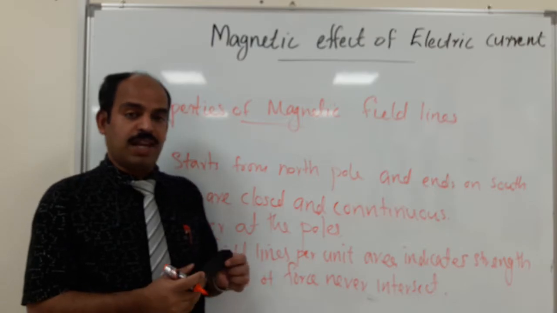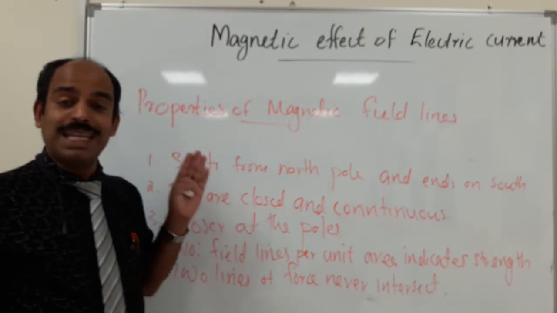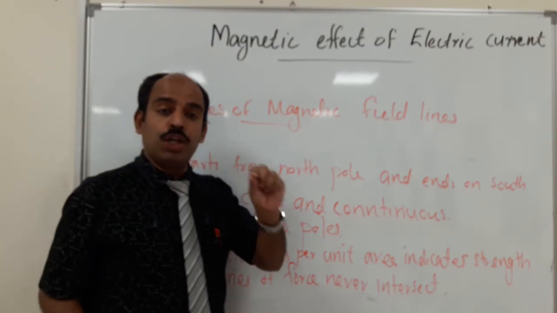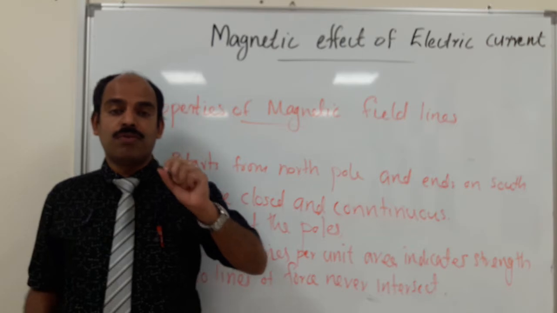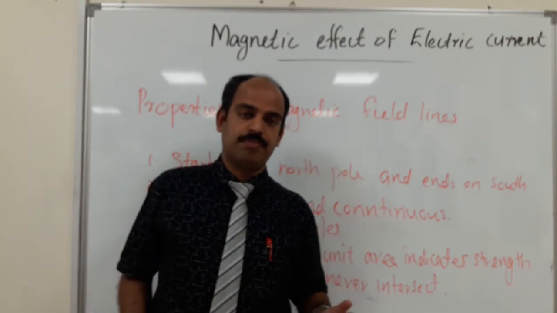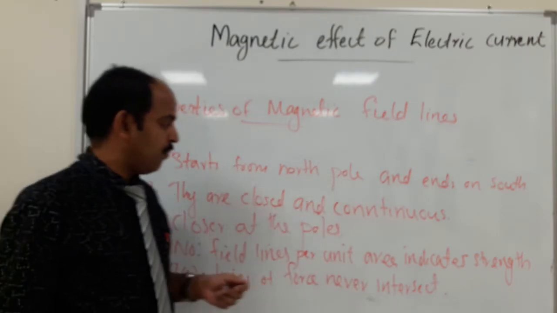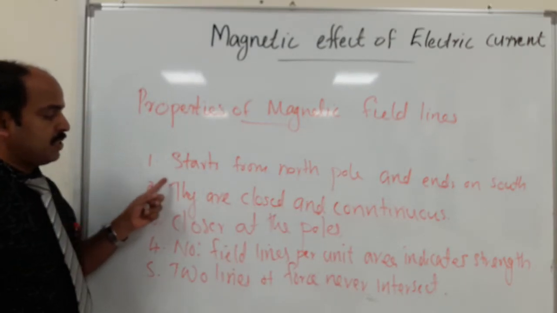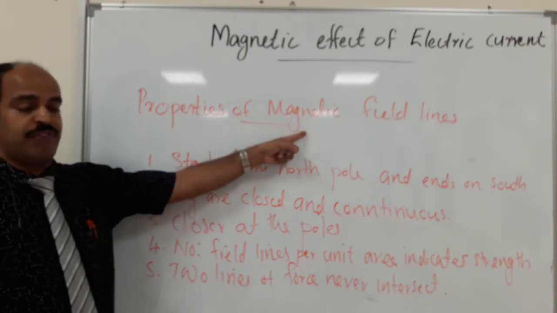Two lines of force never intersect. Because if two lines of force intersect each other, at the point of intersection, the compass needle would show two directions, right? So it is impossible. Okay, so these are the properties of the magnetic field lines.